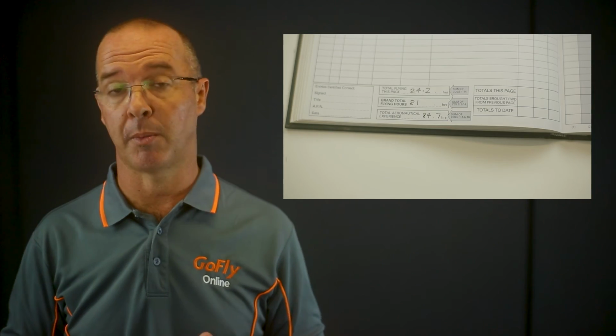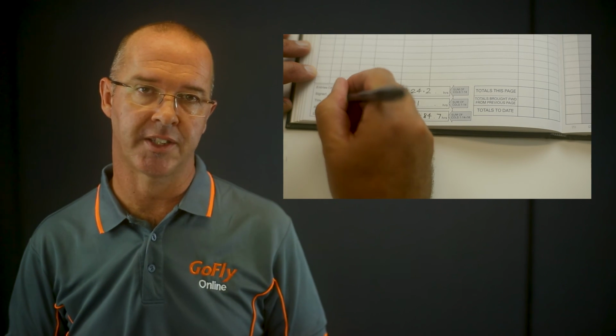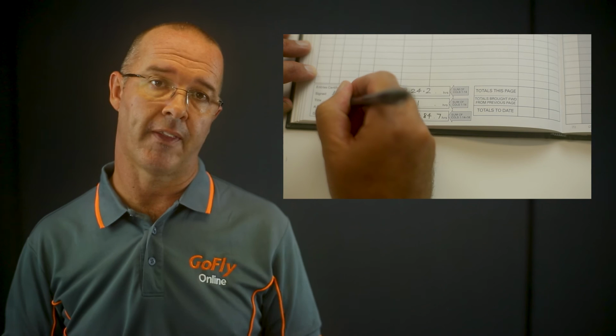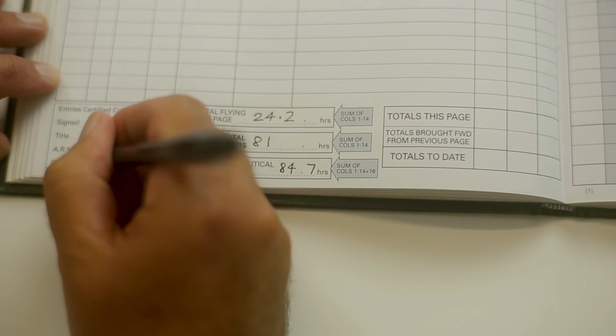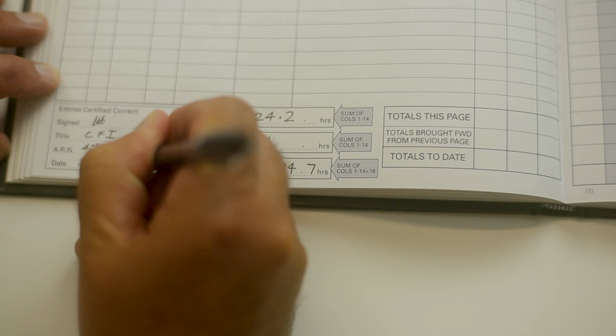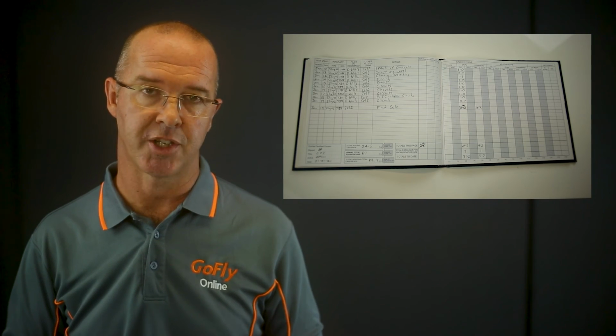Very important also that you get your instructor, once you learn to fly, to certify that each page is correct. On the bottom left-hand side of the logbook, we can see that we have entry certified correct. Get your instructor or the chief pilot to certify that that page is correct. We can see here I've signed it, put in the CFI, my ARN, and the date that was certified. Very important to make sure the instructor does that when you complete each page.